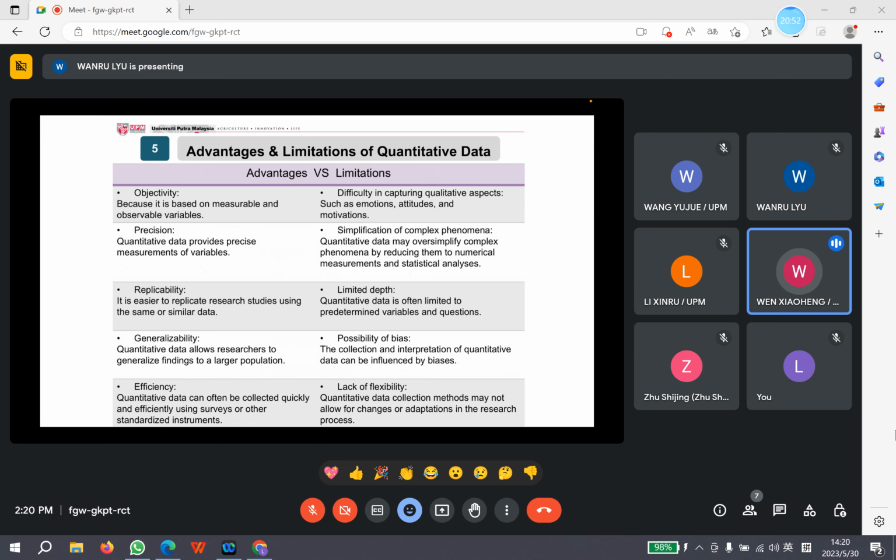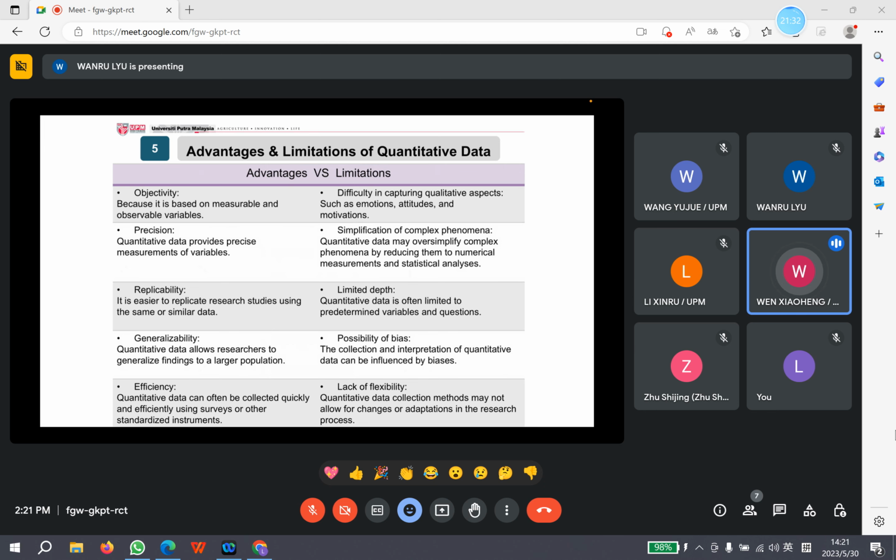For advantages, there are 5. The first one is objectivity, because it is based on measurable and observable variables. The second one is about precision. The third one is about replicability. It is easier to replicate research studies using the same or similar data. The next one is about generalizability. It allows researchers to generalize findings to a large population. The last one is about efficiency.